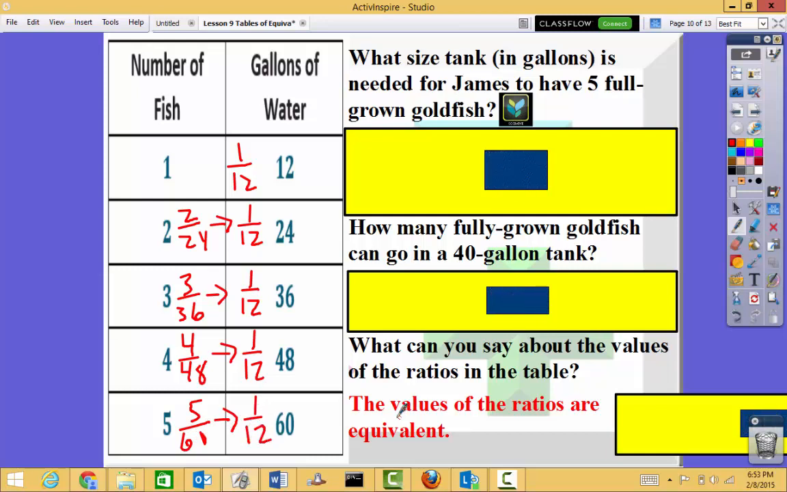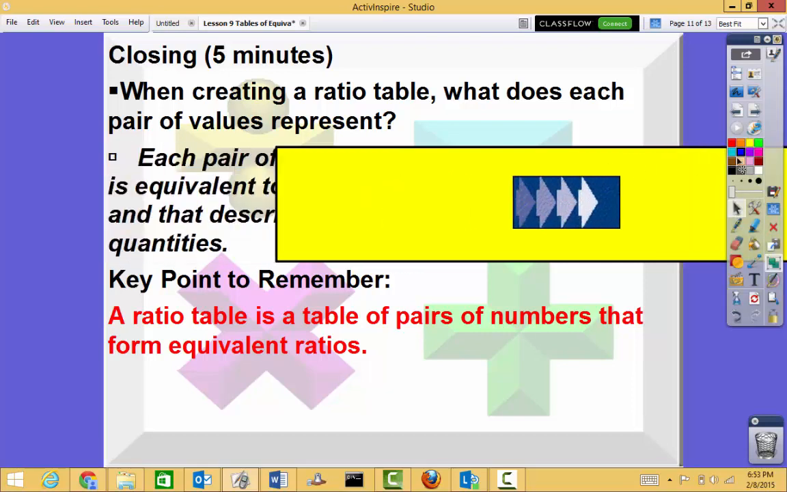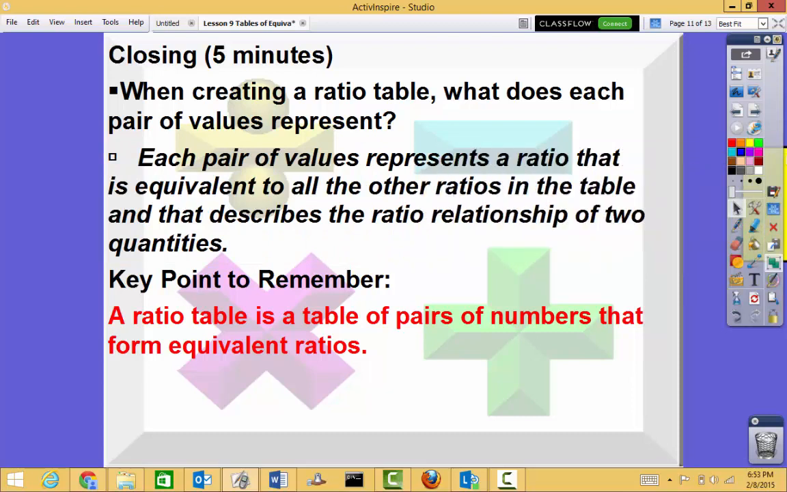So here I remember my values of ratios. If they're the same, that means my ratios are equivalent. Alright, so we're almost done with our lesson. What I want you to think is, when you're creating a ratio table, what does each pair of values represent? Well, each pair of values represents a ratio that is equivalent to all the other ratios in the table, and it describes the ratio relationship of those two quantities.